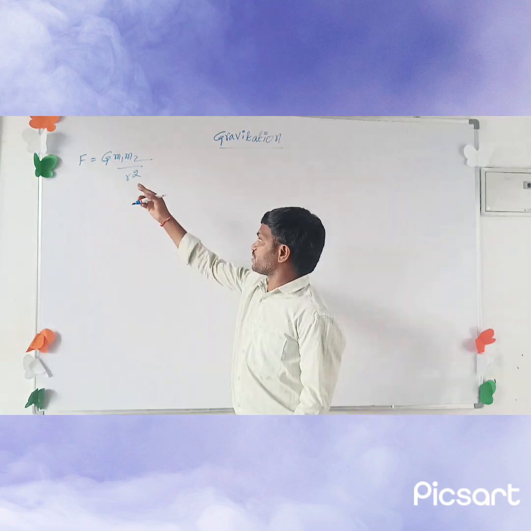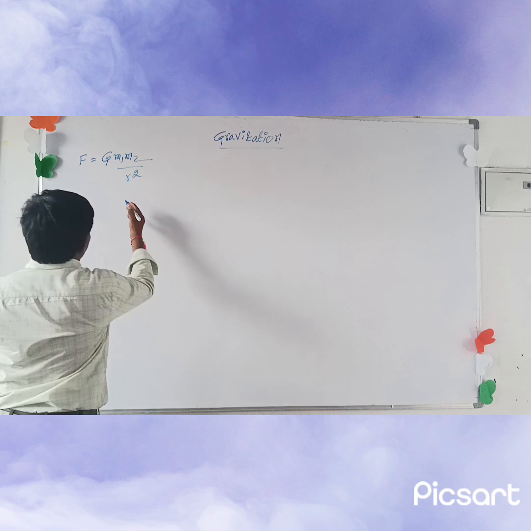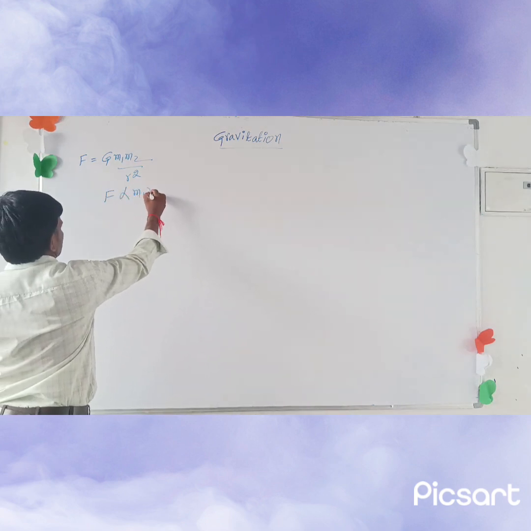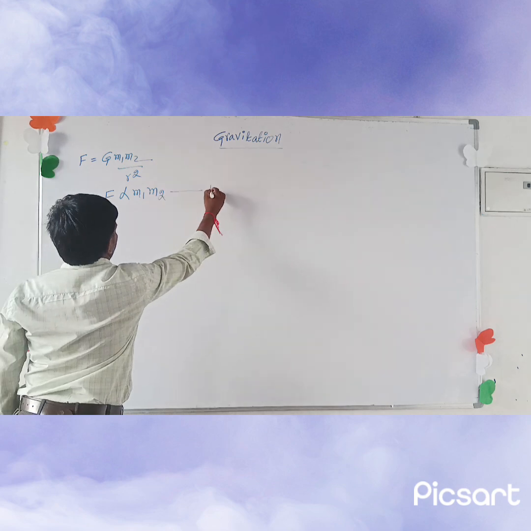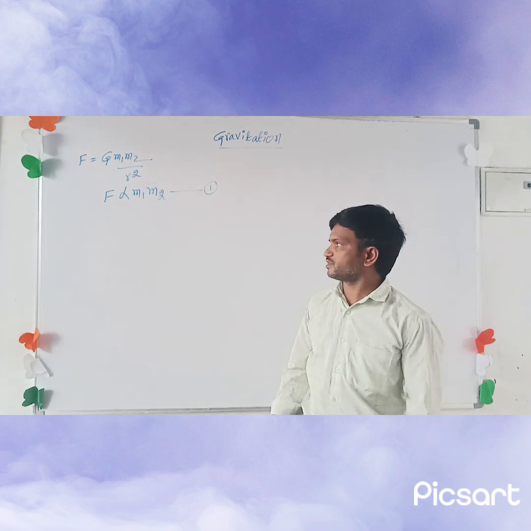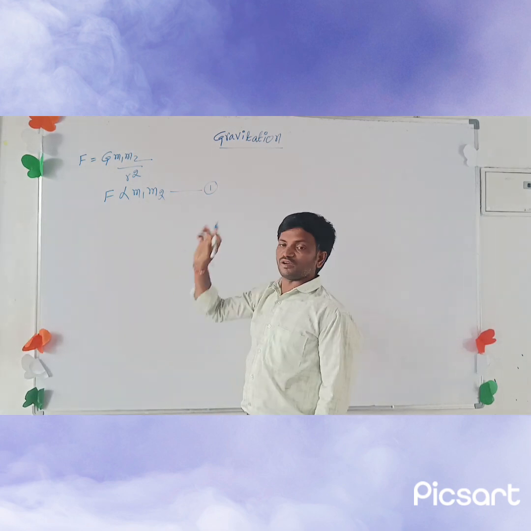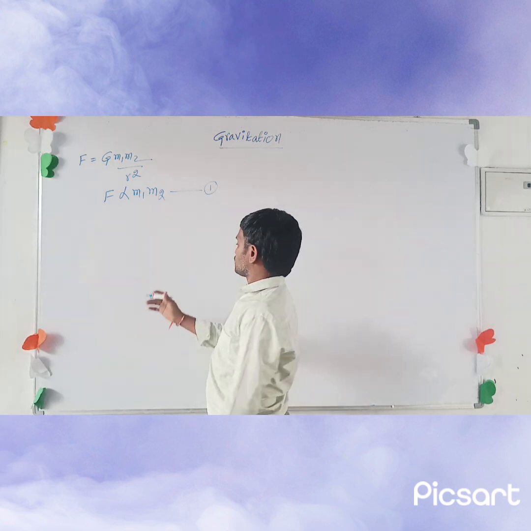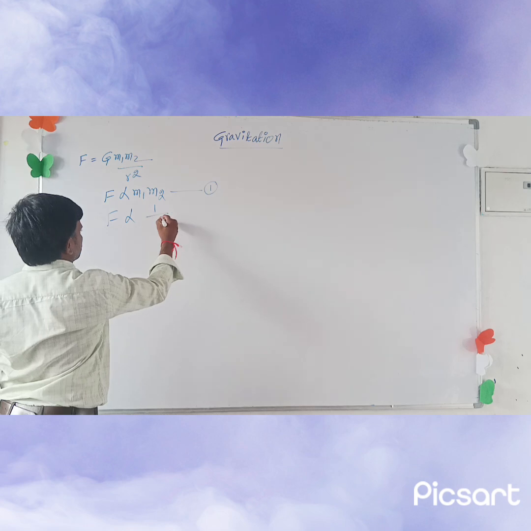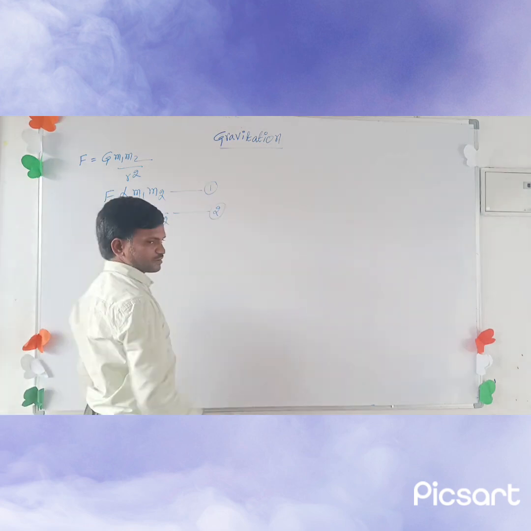Here gravitational force is directly proportional to two masses M1 and M2. F is directly proportional to M1 and M2. This is equation number 1. Gravitational force is inversely proportional to the square of the radius. This is equation number 2.